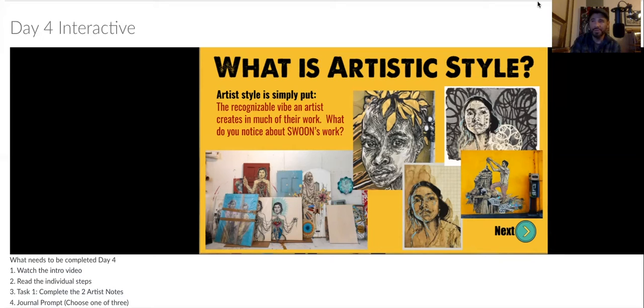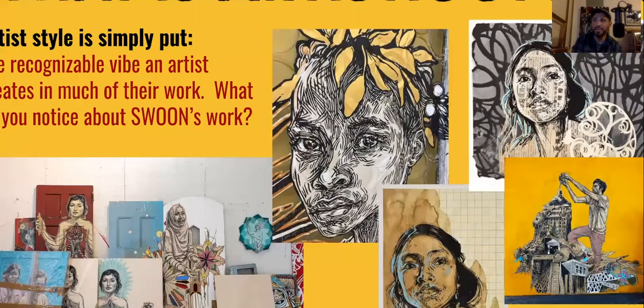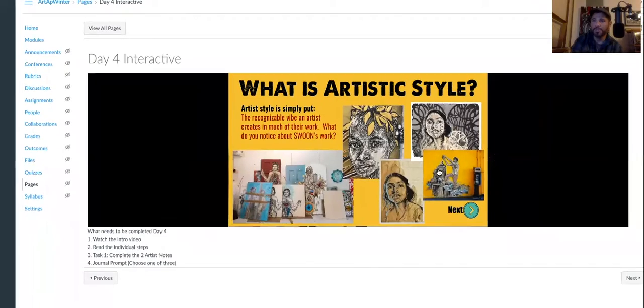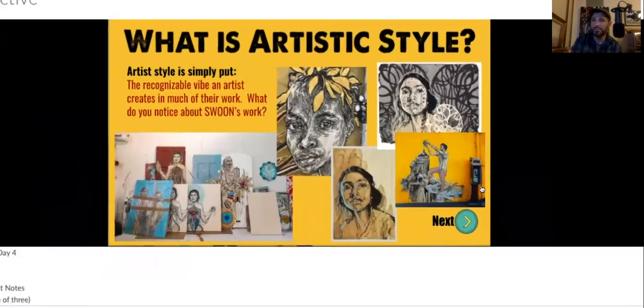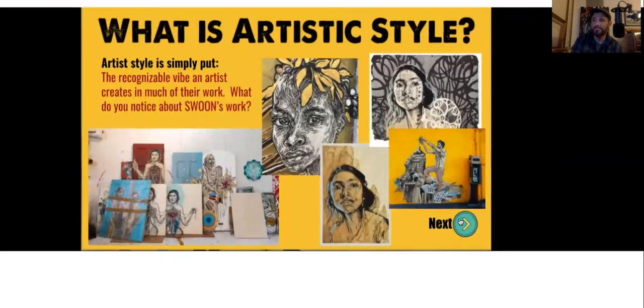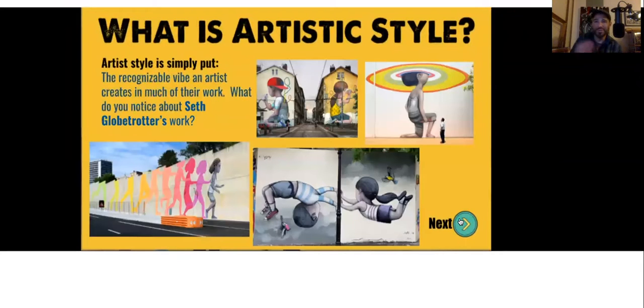So, what do you notice about Swoom's artwork in all of these examples? You look around, some common colors. What other common language do we see? It's kind of hard to see, but if you were to zoom in, you'd see a lot of texture in her work. So a lot of the lines, you can see them even in this guy's armpits, etc. Zoom in a little bit further. So what is artistic style? Again, it's the recognizable vibe an artist creates in much of their work.